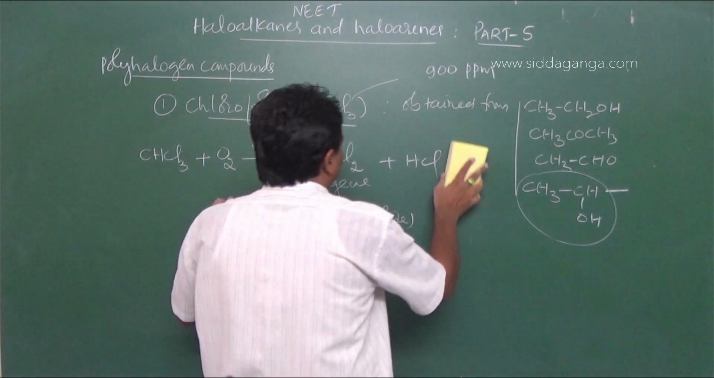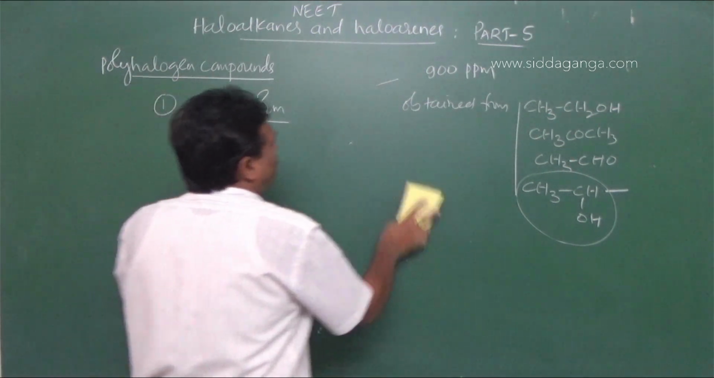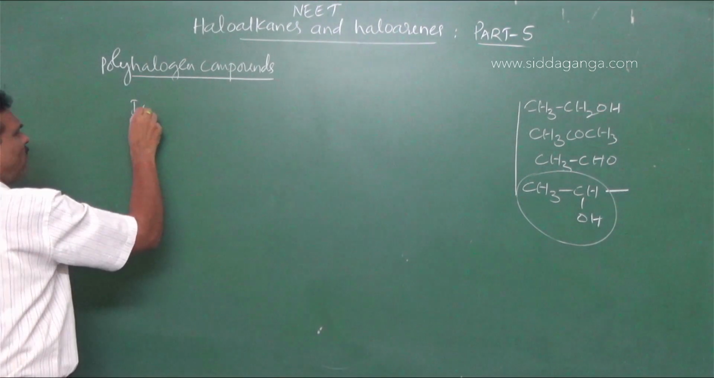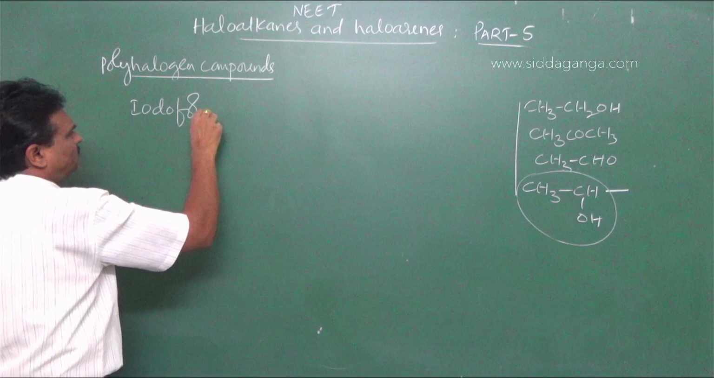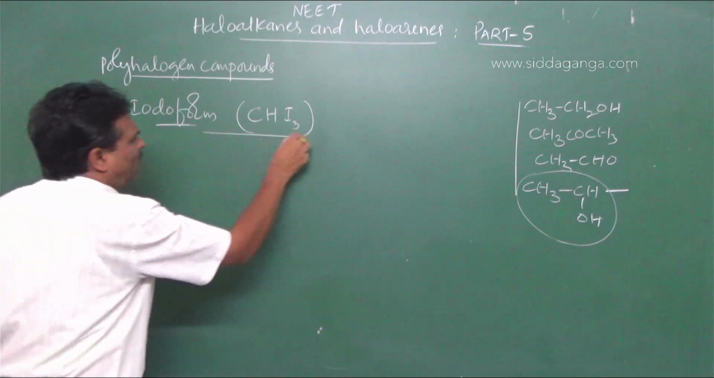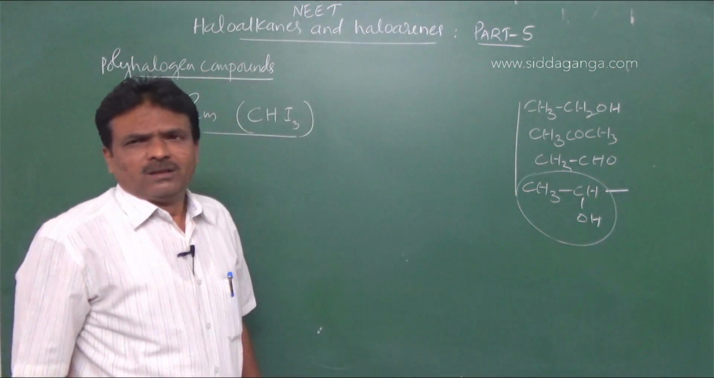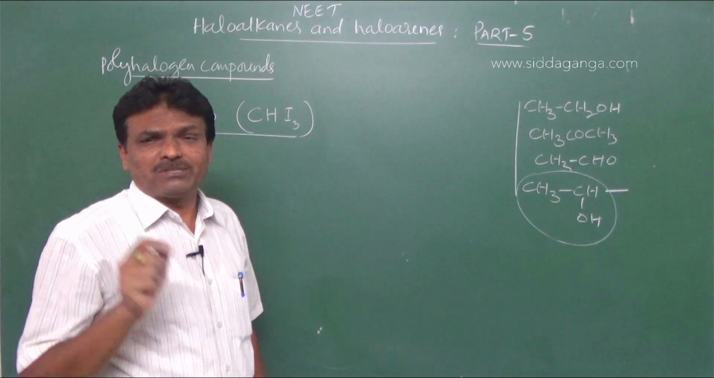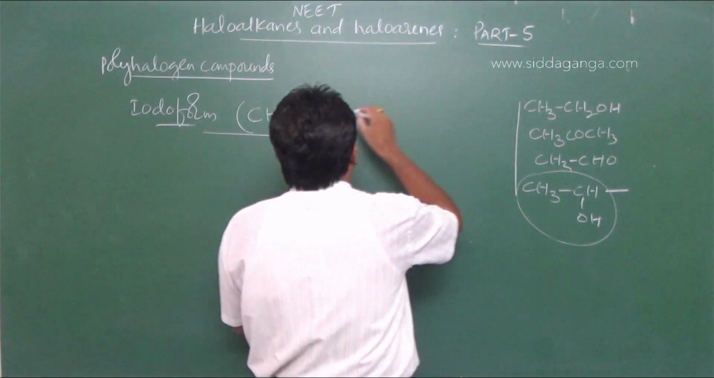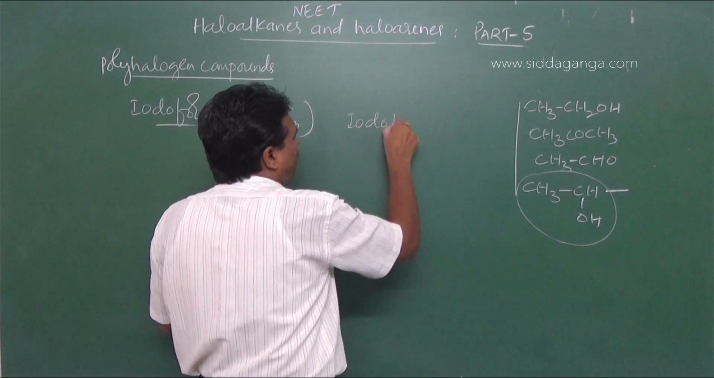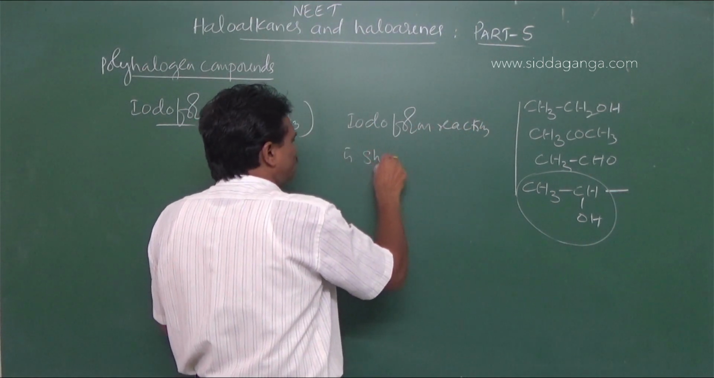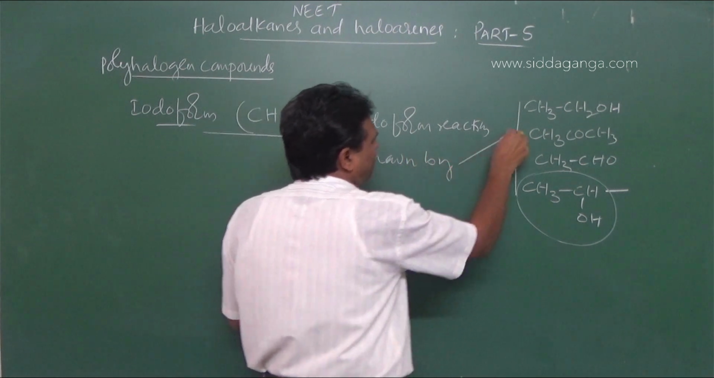The second one is iodoform. Look, iodoform. The formula is CHI3. The compounds which undergo the iodoform reaction are shown by these compounds.